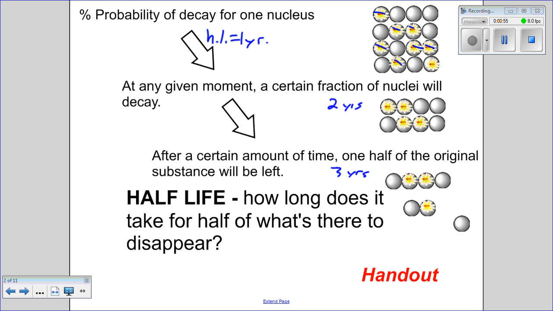After another year, half of that amount of sample is remaining. So it was 16 here, it becomes 8, and after 2 years, it'll be 4. Half of the 8. So each half-life period eliminates half of whatever's there. That's the concept behind a half-life.